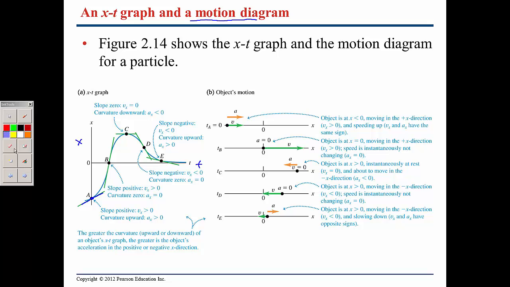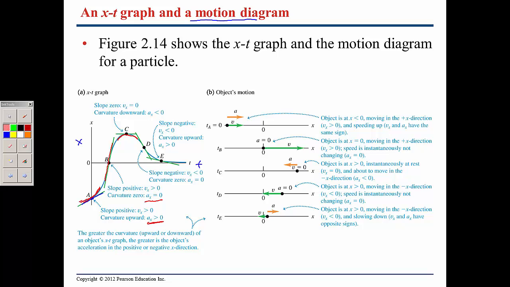And what I'd like to talk about now is the curvature of this position versus the time graph. The curvature tells you something about the acceleration. If it's curving in the upwards direction, then the acceleration is going to be positive. If there is no curvature to the position versus time graph, then the acceleration is going to be 0.